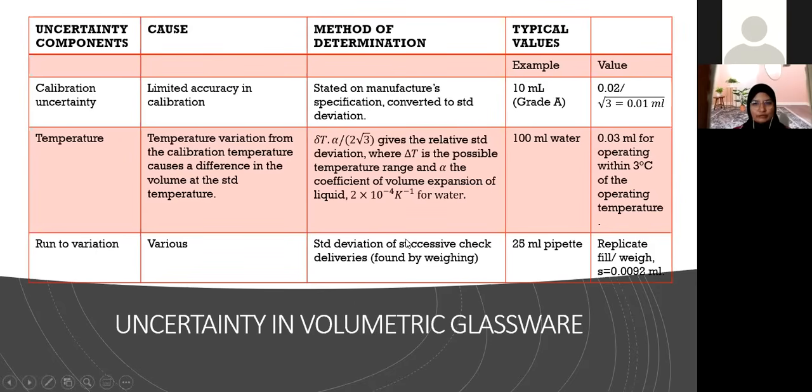Okay, so run-to-run variation, replicate this one. Run-to-run variation is the standard deviation of successive check deliveries found by weight. Replicate fill: you fill 25 mL and weigh it, so you get the standard deviation. This one we basically carry out in our lab. So that is uncertainty in volumetric glassware.